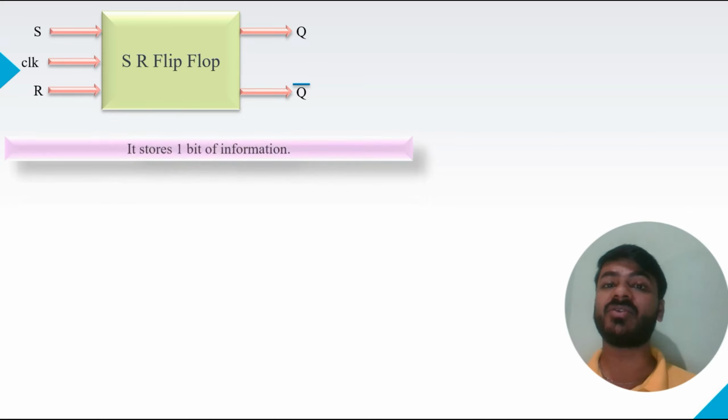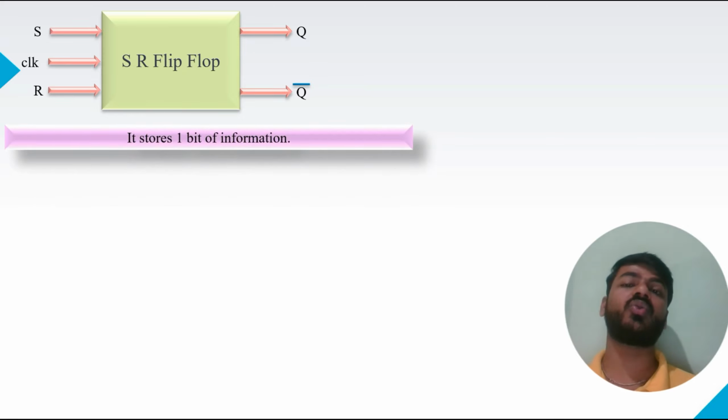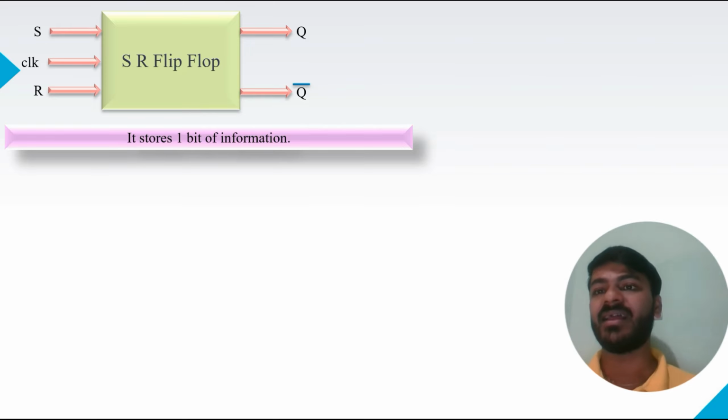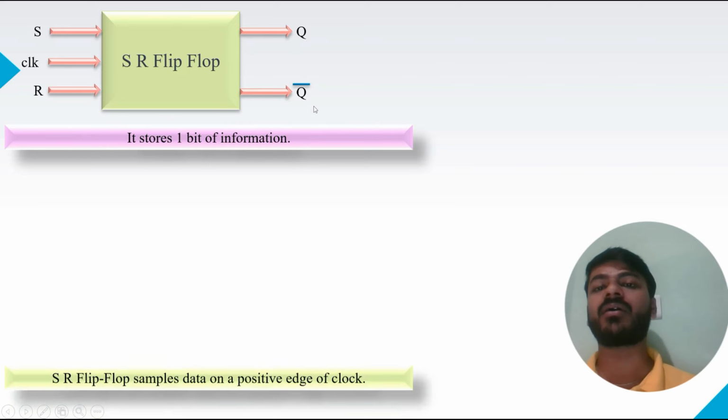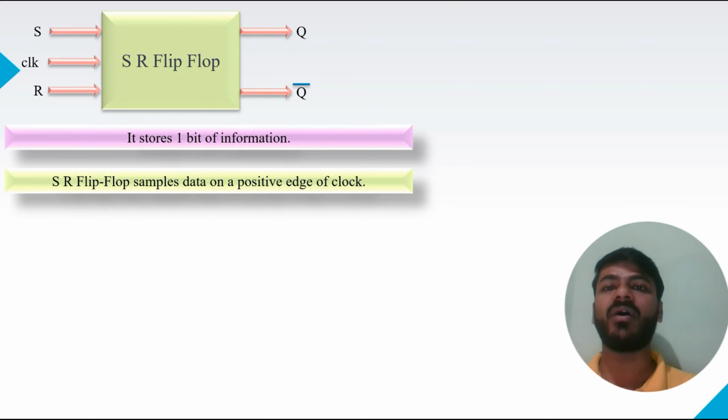Basically, it is one of the synchronous sequential circuits which is used to store one bit of information. As the name suggests, SR, it has a total of three inputs, that is set, reset and clock, and two outputs, that is Q and Q bar. To talk about its functionality, it works on every positive edge of clock, meaning it samples data on every positive edge of clock.